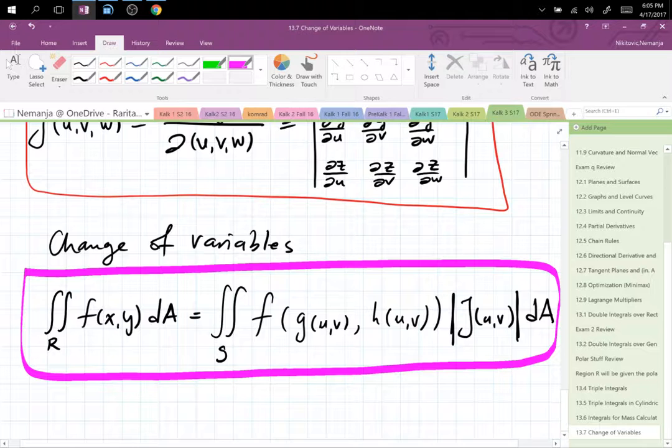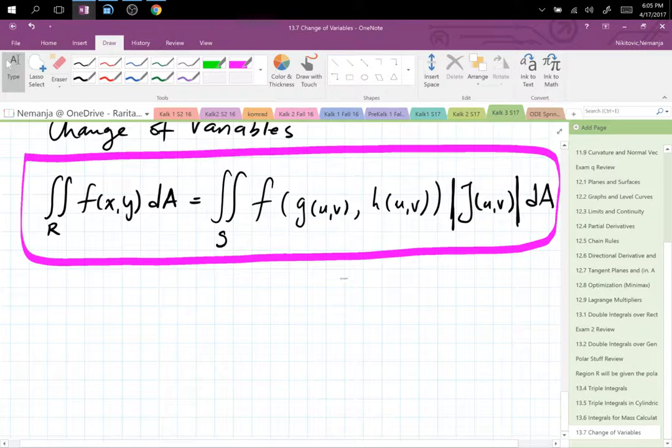So this is change of variables. And now obviously if you put the 3 variables x, y, z, you will just have one more of these functions. The Jacobian will be also in terms of 3. All of the dA's will be dV's. So it turns out to be the same thing.